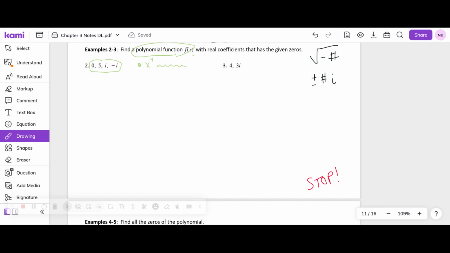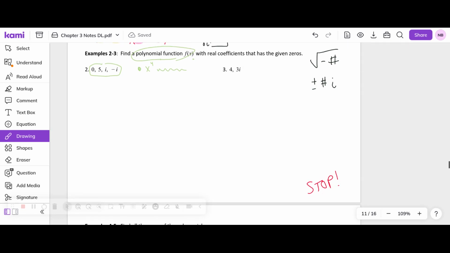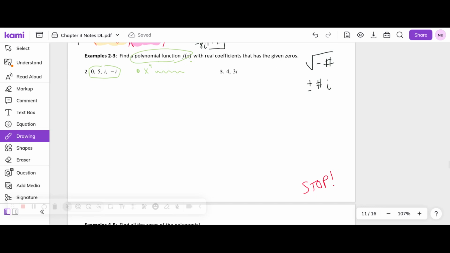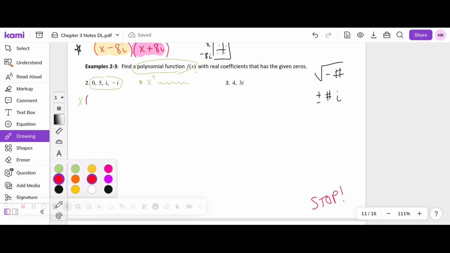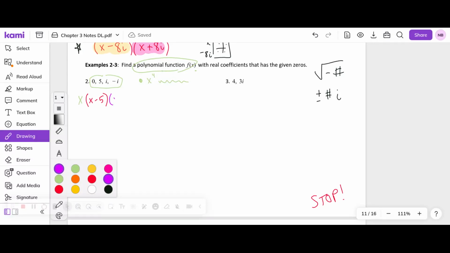So what we would do is start by writing our factors. So the first one, when x is 0, sorry you guys, anytime I touch it, it's changing. Okay, when x is 0, that means that factor was just straight x. When we have 5, that came from x minus 5. And then if we have i, that came from x minus i. And our last one would have come from x plus i.